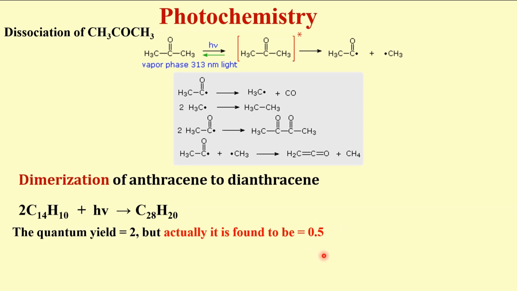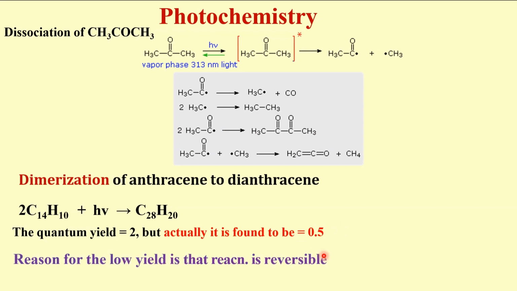What is the reason behind this? The reason behind this is that the reaction is reversible. The dianthracene which is formed gets converted into anthracene in the presence of the same light energy. As it is a reversible reaction, as soon as the dimer is formed, the dimer gets converted back to anthracene, and that's why its quantum yield is reduced to 0.5.